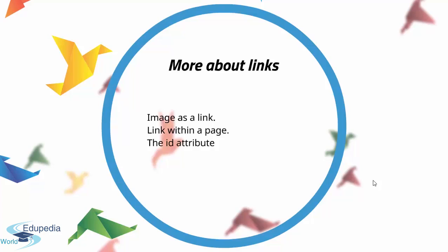So let's talk about our final attribute, the ID attribute. The ID attribute for the link works the same way as the link within a page, explained before, but the syntax changes. This is the only thing that changes. Let's see it really clearly in the following example.